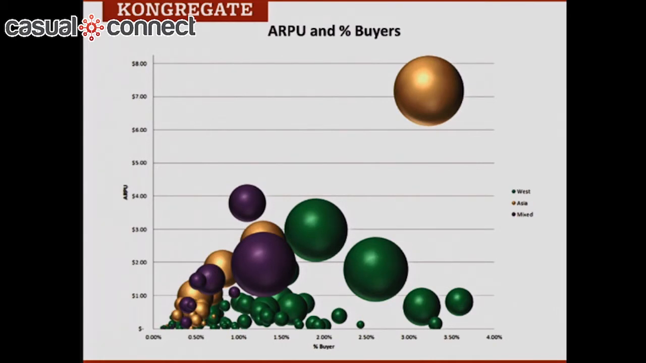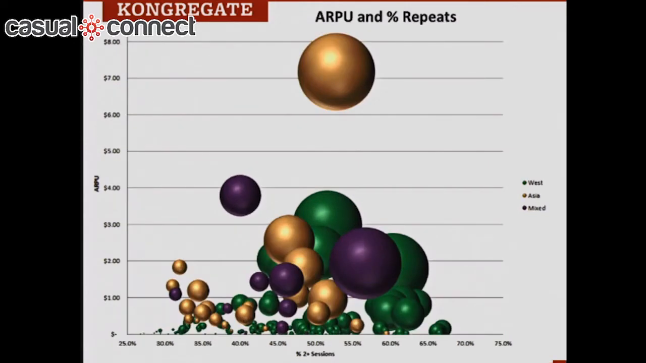And as for percent repeats. This is the percentage of players who played the game at least 2 times, so measuring initial game retention. The green bubbles tend to be more on the right, and the brown ones tend to be more on the left. So Western developers do a better job of retaining players early in the game.